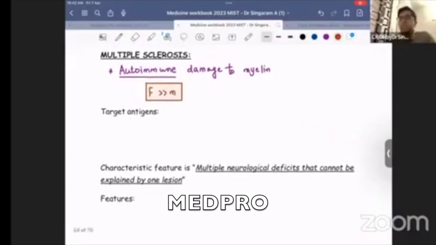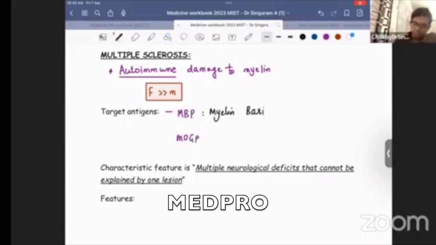Okay, right? And of course, autoimmune disorder means you will have autoantibodies. Do you know what are the antigens against which the antibodies are produced? I'll just write in terms of antigen itself. You think like this: antibody to that antigen will be produced. Two important names should be remembered. One is called MBP. Another one is called MOG. MBP stands for the myelin basic protein.